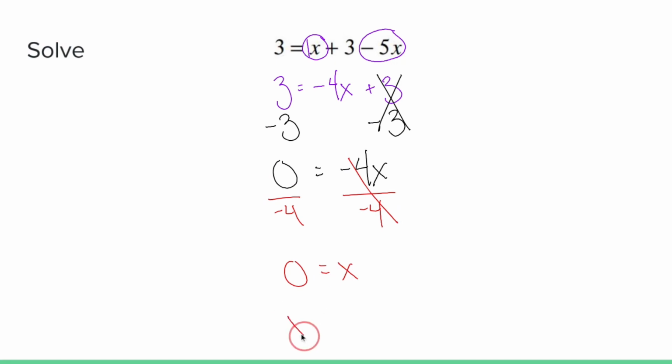So flip those around because I always like putting my variables on the left side, although it's not necessary, but I just like to do it. And that's our answer. So x equals 0. 0 is a number. You're allowed to get that.